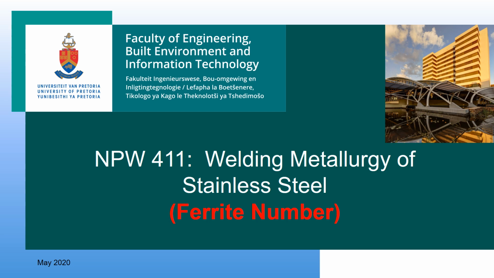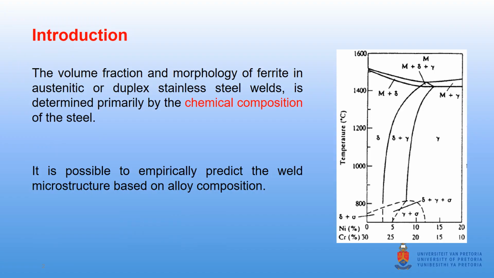In this video, we'll be looking at the ferrite number prediction of stainless steel welds. In previous sections, we had discussed the advantages of ferrite presence in austenitic or duplex stainless steel welds. The volume fraction and morphology of ferrite in these stainless steel welds is determined primarily by the chemical composition. For this reason, it is possible then to empirically predict the weld microstructure based on the alloy composition. In this presentation, we will be discussing the historical development and application of the prediction diagrams.